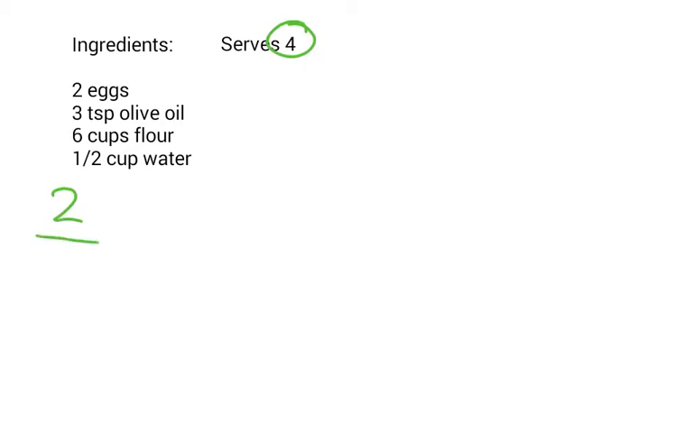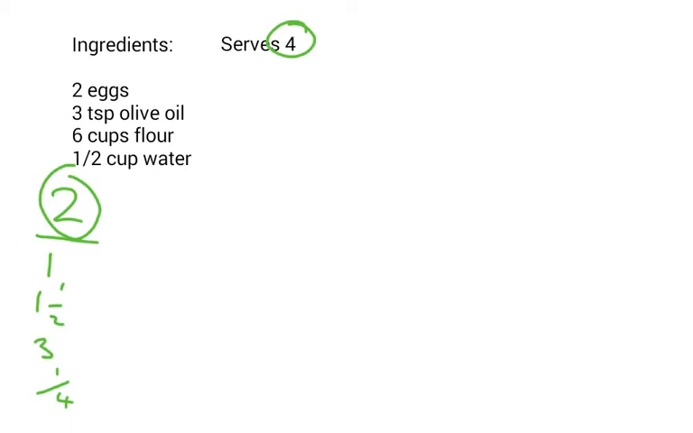halve all the ingredients. So 2 eggs would become 1 egg, 3 teaspoons of olive oil would become 1.5 teaspoons, 6 cups of flour would become 3 cups, and half a cup of water would become 1/4 of a cup of water. Now the recipe serves 2 people.